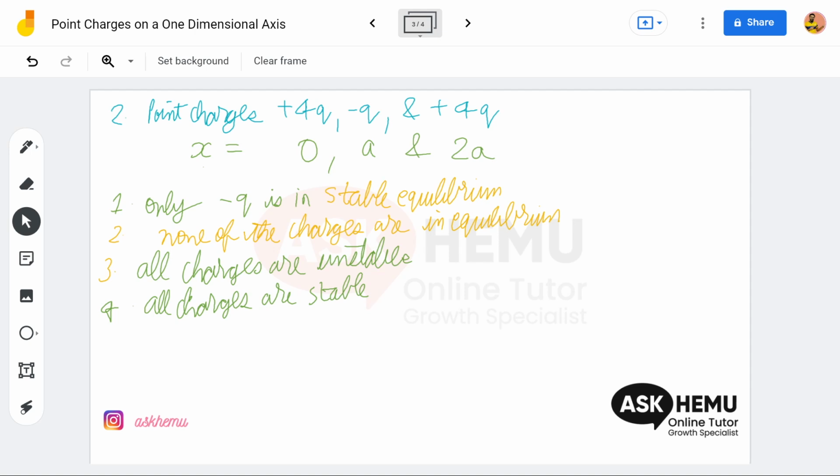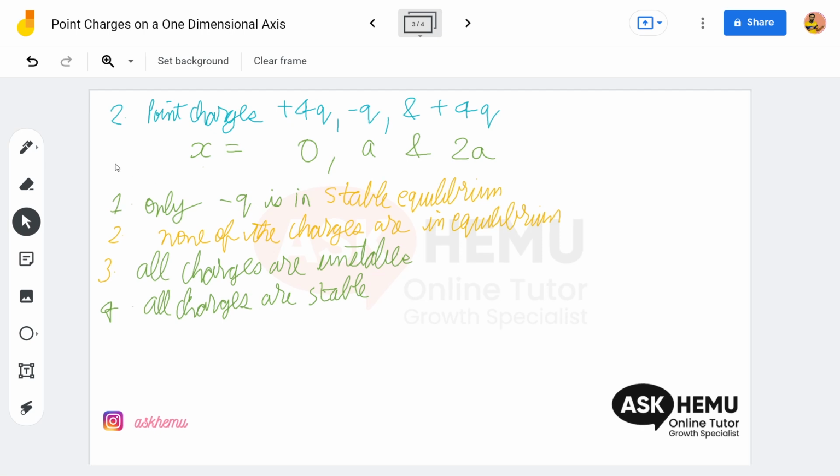NCERT Physics, Chapter 1, Point Charges on a One-Dimensional Axis. Another typical Coulomb's Law problem. However, this is interesting, the way this point charges on a one-dimensional axis problem is phrased. See, the point charges have magnitudes plus 4q, minus q, and plus 4q as well.